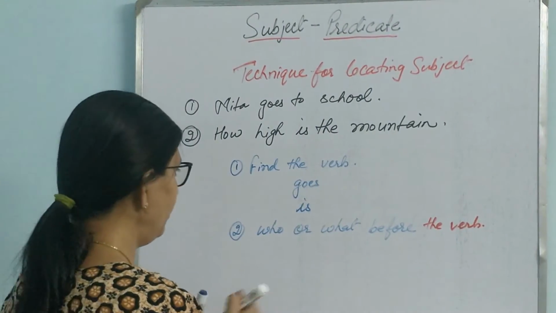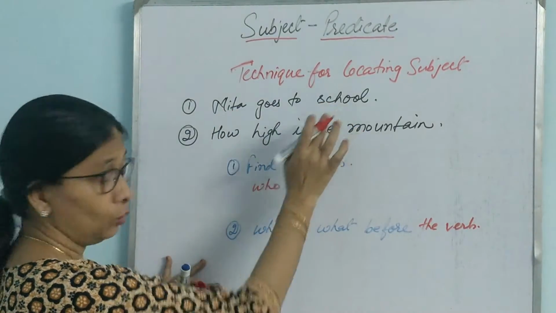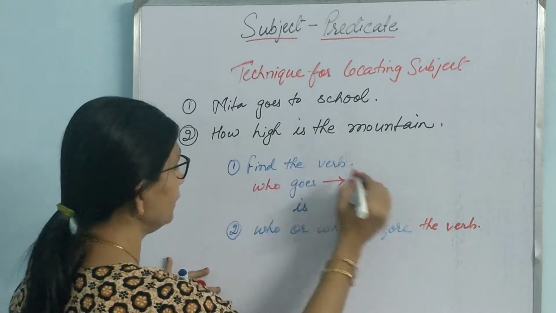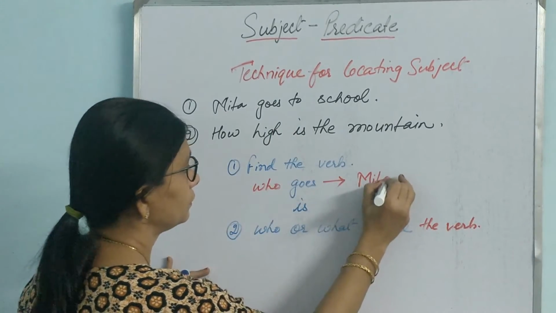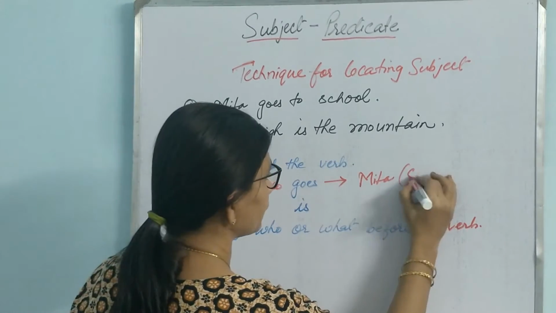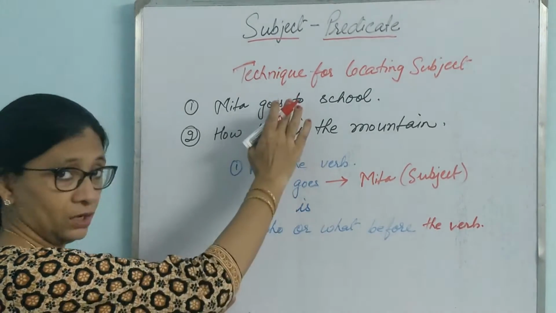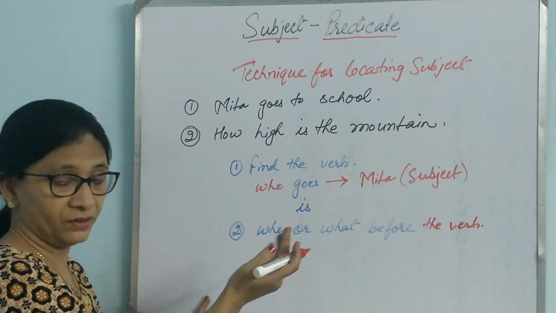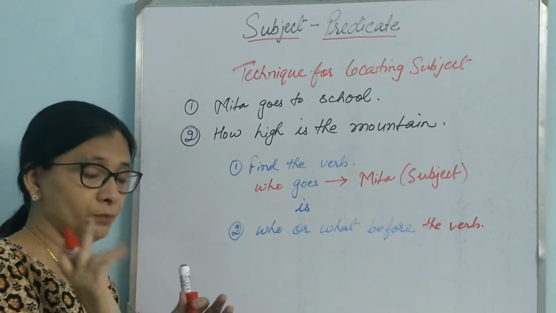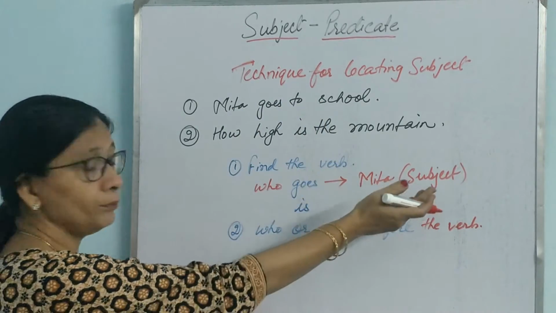Now, if we put who here, who goes? Meeta goes to school. If we put who before goes, who goes? What will be the answer? Meeta. Isn't it? Who goes? Meeta goes. So, Meeta is the answer. The answer is the subject. Understood? What we have done? We have found out the verb and then we have put who or what as the situation is. Who will come for a living thing, what will come for a non-living thing. So, we put who before the verb. Remember, before the verb. So, who goes, and the answer will come out Meeta. So, Meeta is the subject.